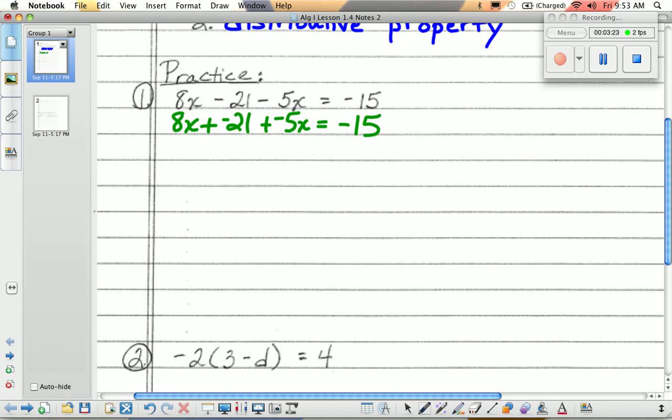Okay? And then what's the next order of operations? Exponents. So you look to see if there's any exponents to take care of. And then what's next? Multiplication or division from left to right. And then last, adding and subtracting from left to right.